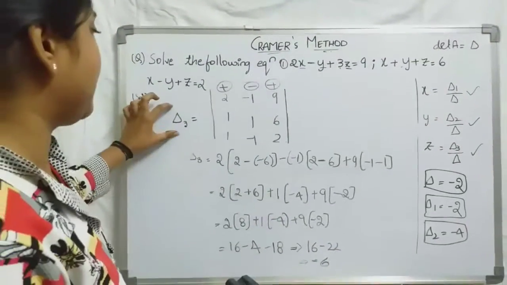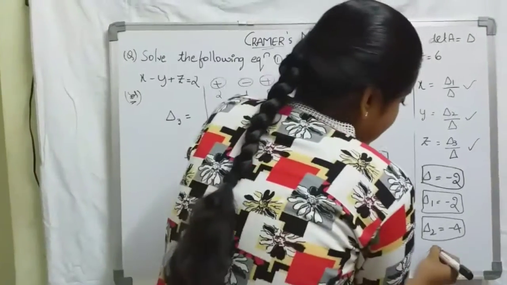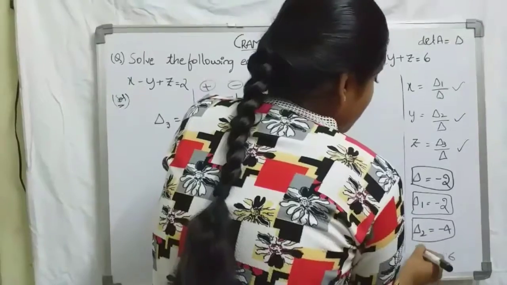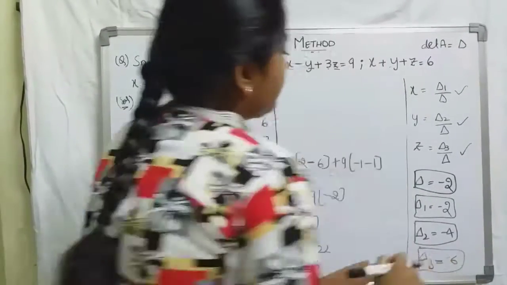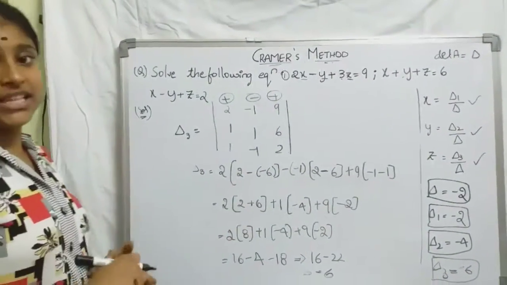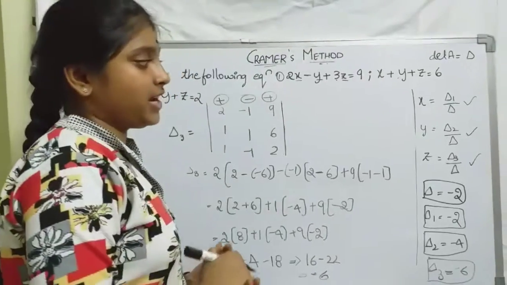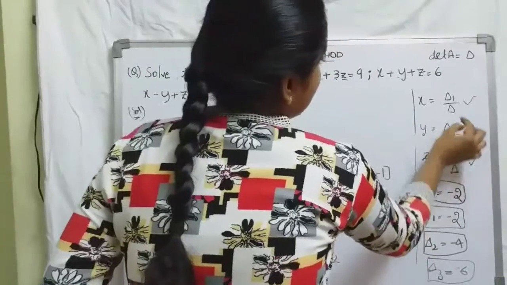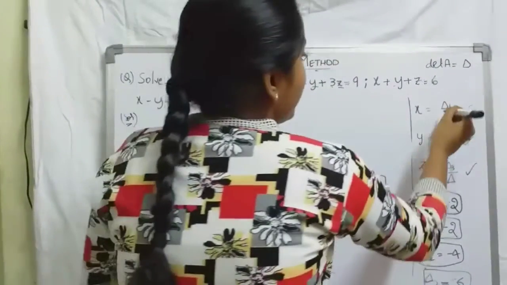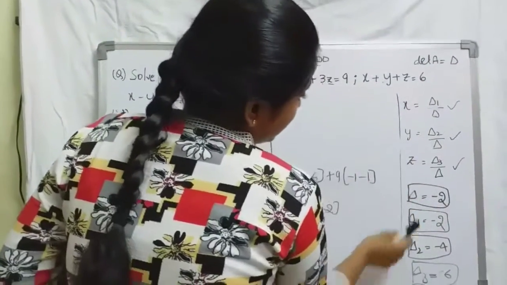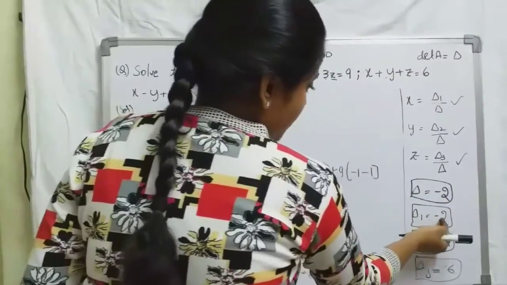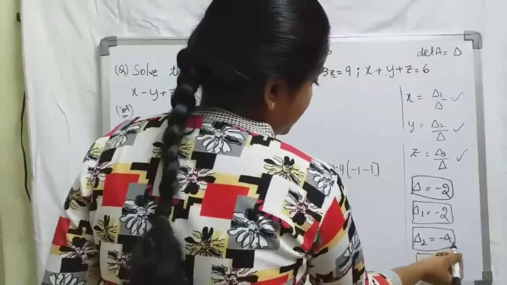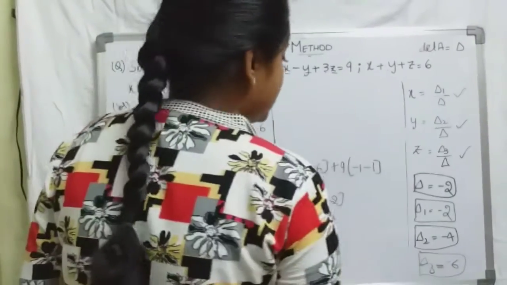We got the delta 3 value also here. So delta 3 is equal to minus 6. Now we got all the values. We needed all 4 values, right? That is delta 1, delta 2, delta 3 and the delta value also. Delta is minus 2, delta 1 is also minus 2, delta 2 is minus 4, delta 3 is minus 6.